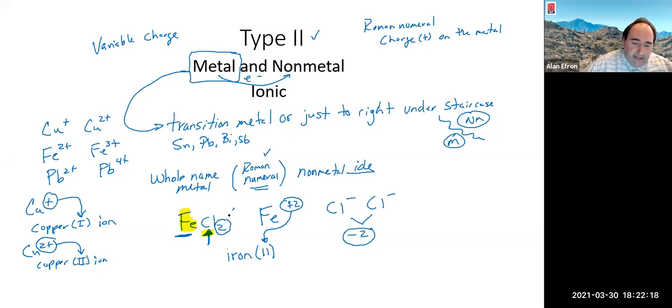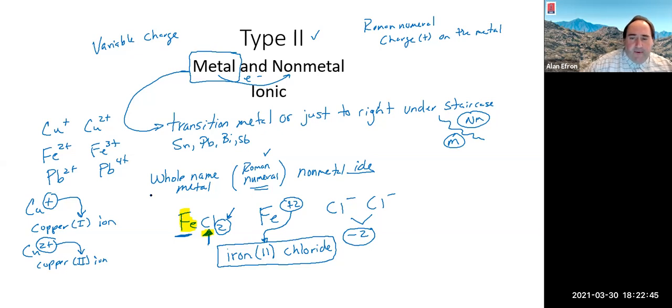And just like in type 1, even though there are two of them there, it has no effect on the name. We still call it chloride. Again, not dichloride, but just chloride here. And this would be iron Roman numeral 2 chloride, the proper name for this particular compound. Question on that?